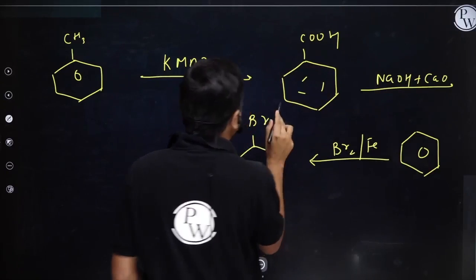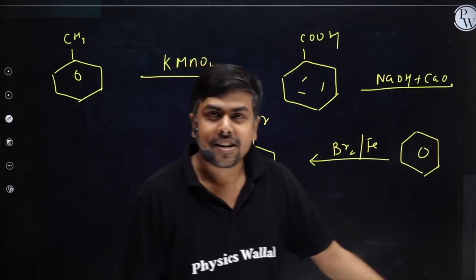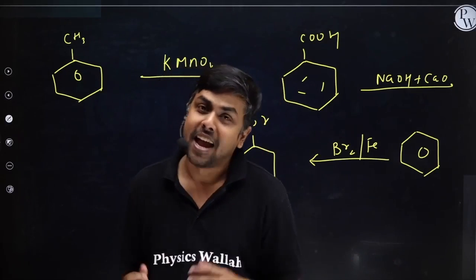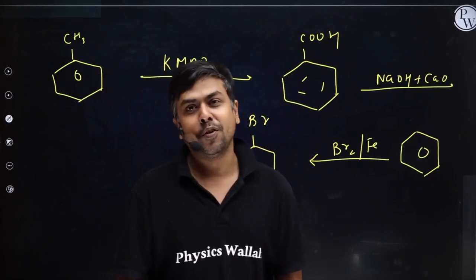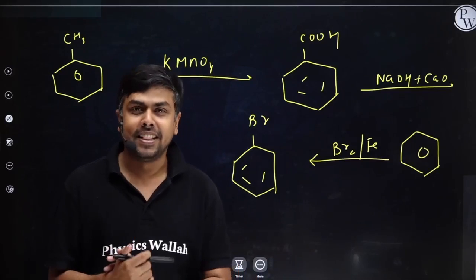One more method is there. As soon as you are having this benzoic acid, treat it with Ag2O, you are going to get silver salt of acid, and then treat it with Br2 in the presence of CCl4, you are going to get bromobenzene. Am I clear? Let's move ahead.